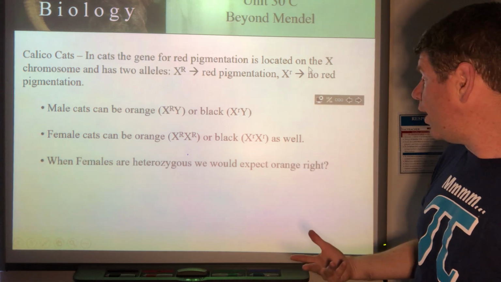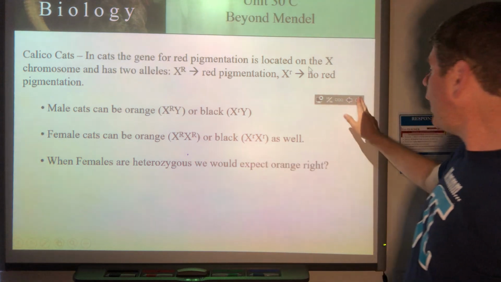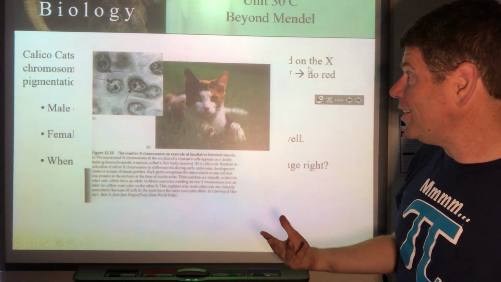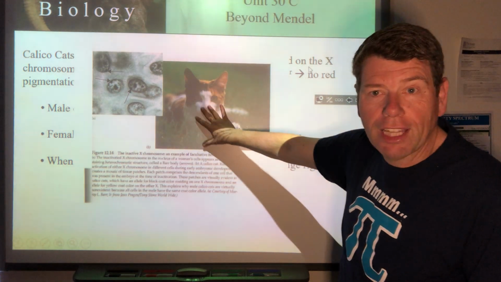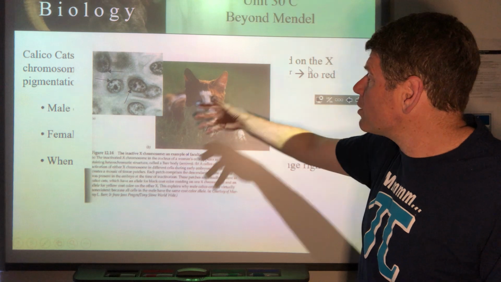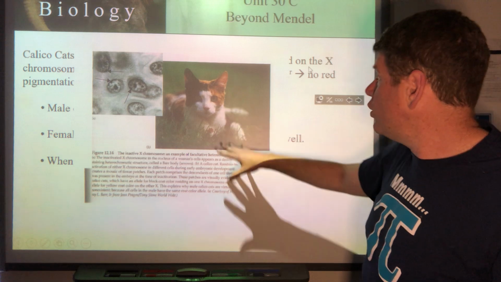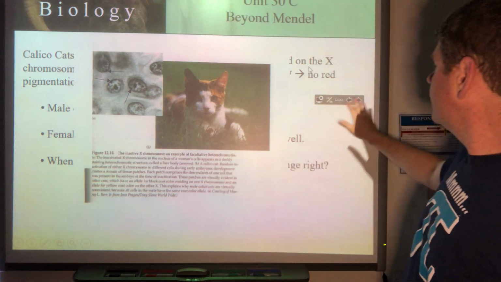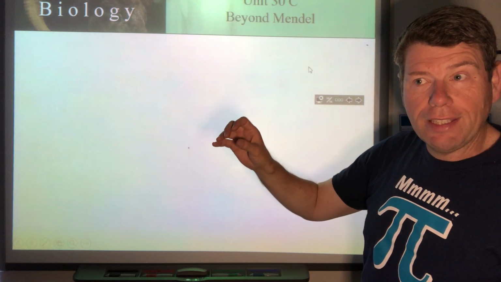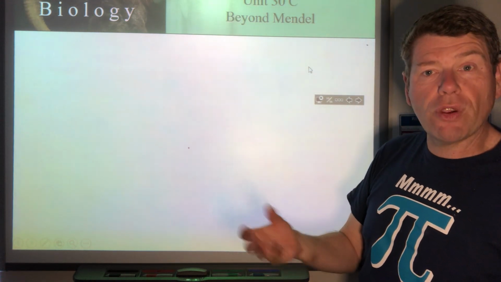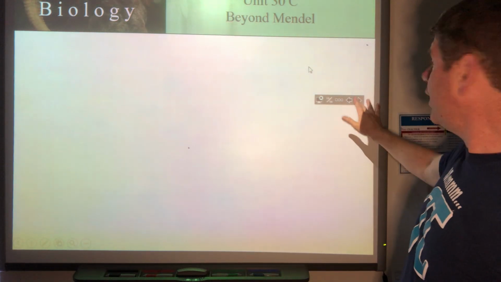But when females are heterozygous, you might expect the dominant orange color, but that's not what happens. Because of the Barr body phenomenon, you end up with the tortoiseshell, or what we call the calico color, because again, we're going to get this patchy situation where we see orange, we can see black, all right, because some of the cells are inactive, and so we're going to see that orange, or we're going to see that black in a patchy way.